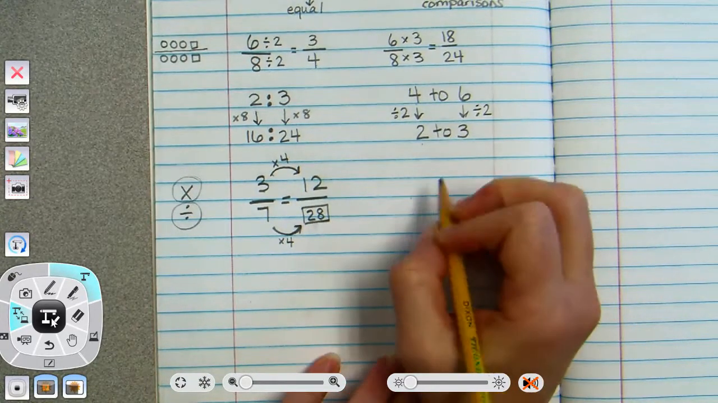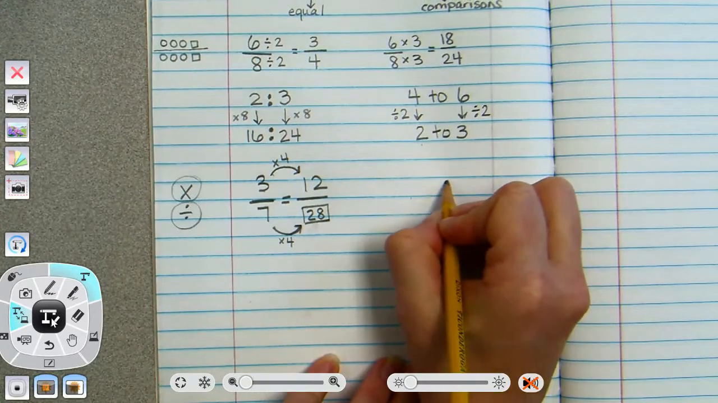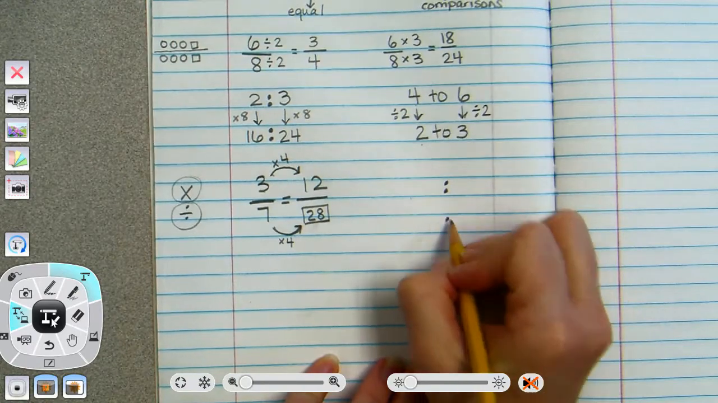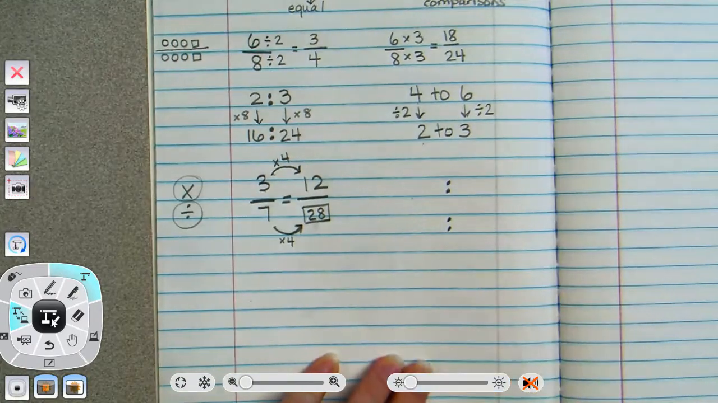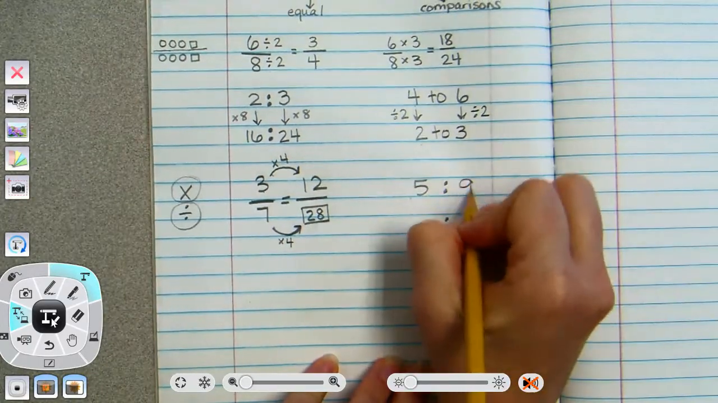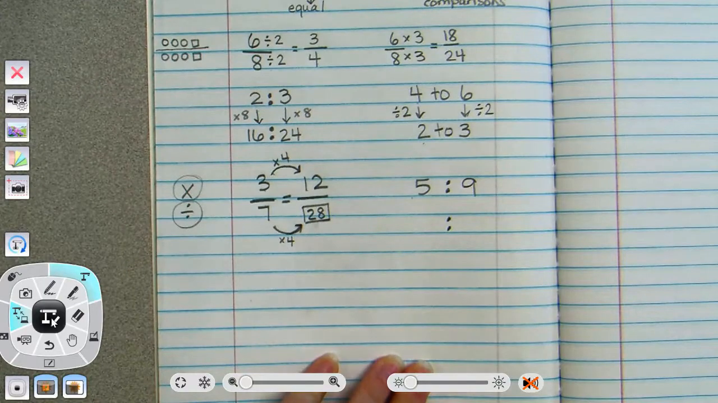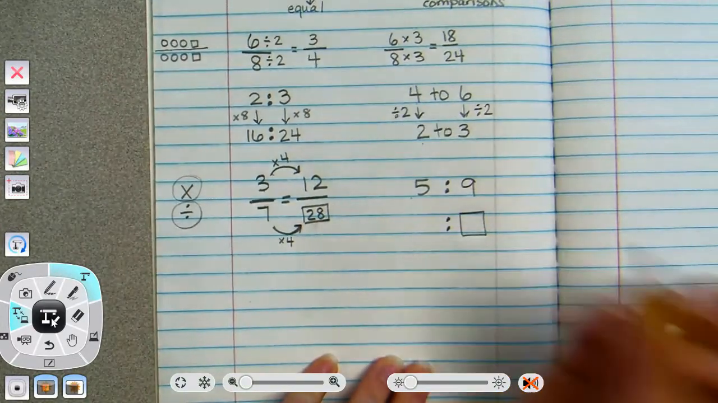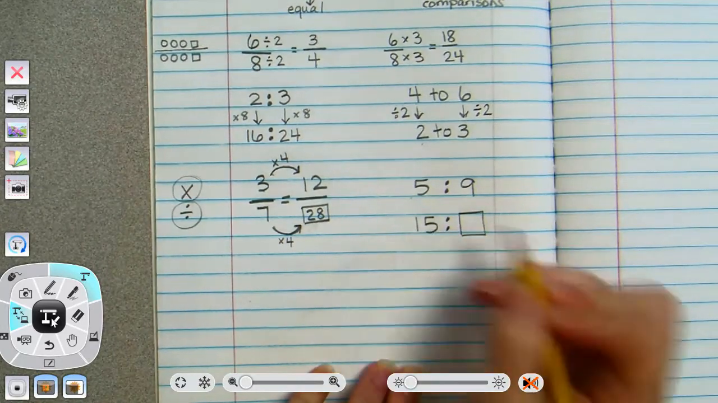I like fractions, although it would work with colons. So let me show you a colon example. If I have 2 colons, I'm going to set up some equivalent ratios. So if I have maybe a 5 and a 9, and then I'm going to put a box over here, and I'm going to put a 15 over here.